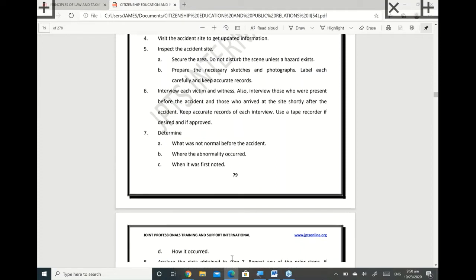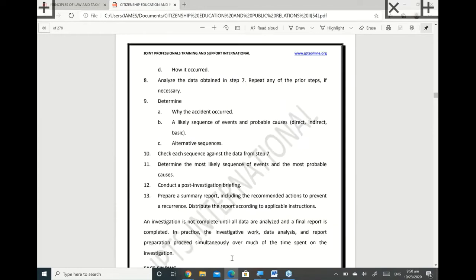Maybe it occurs by a pollution, maybe it occurs by one problem or the other. Then we also look at analyzing the data obtained in step 7, repeating any of the prior steps if necessary. Then determine why the accident occurred. You can decide why the accident occurred.